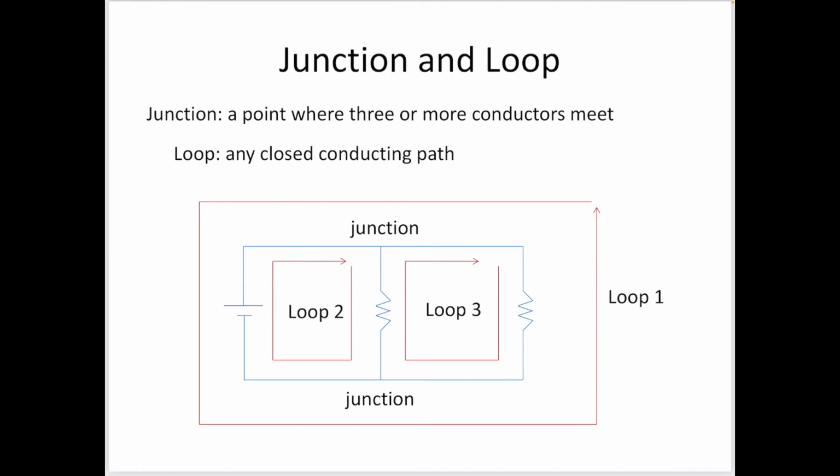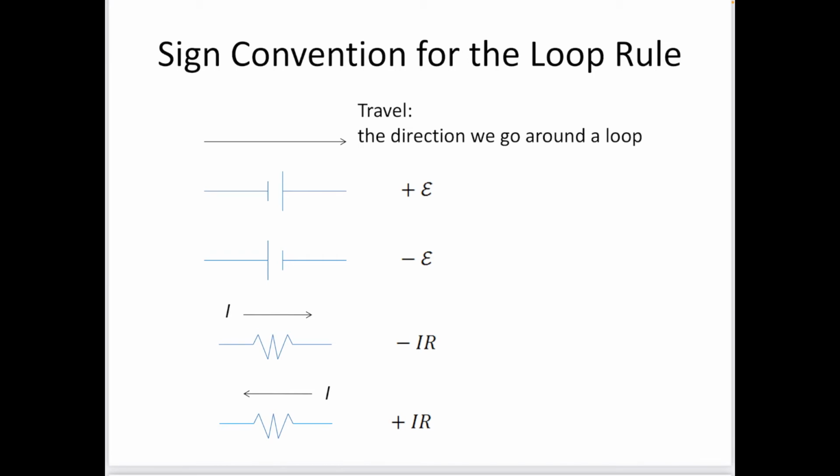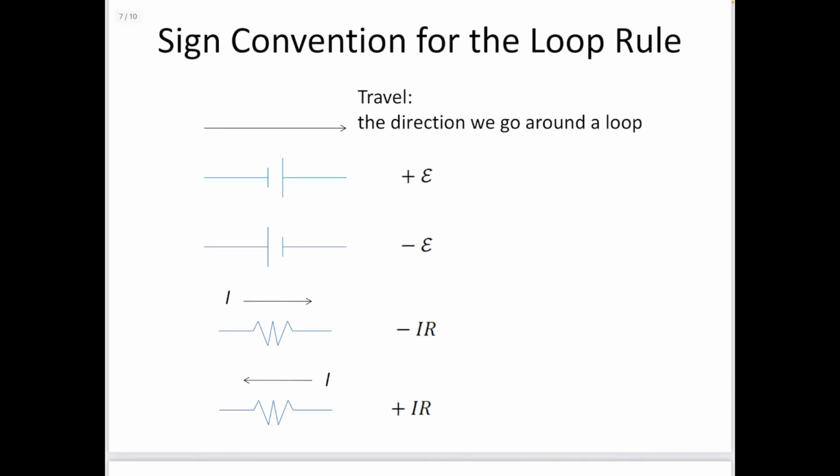Once we find the loop, we could apply Kirchhoff's loop rule. When we apply the loop rule, we need a direction for the sign conventions. So in this case, we consider the travel of the loop. The direction of the loop is to the right. Then if the direction of the battery is from the negative pole to the positive pole, it becomes positive epsilon. If the direction of the loop is from the positive to the negative, you should put negative epsilon.